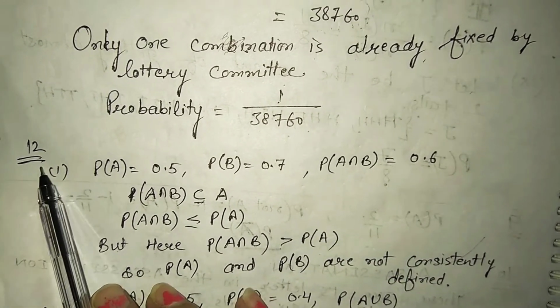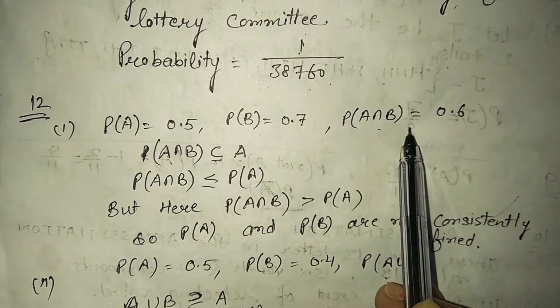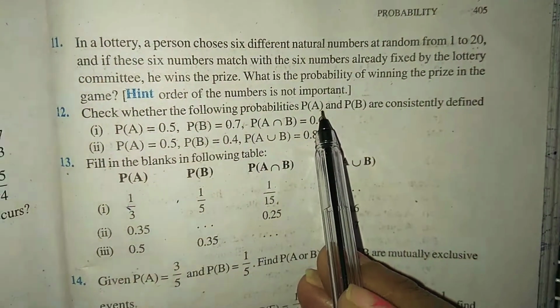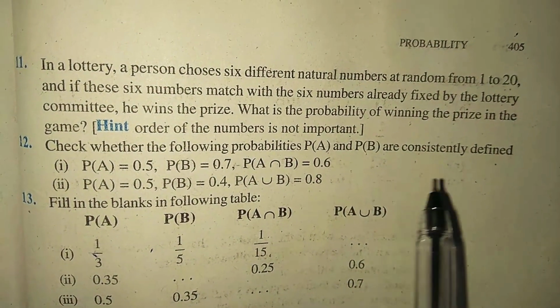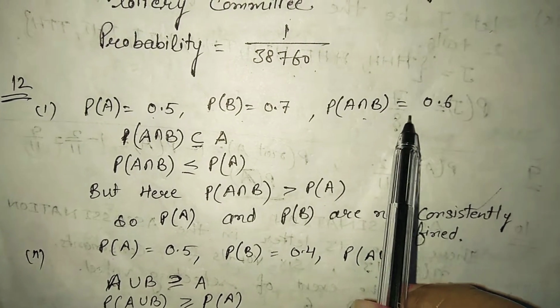Now look at 12th question. In this question, PA is given, PB is given, PA intersection B is given. And we have to check whether the following probabilities PA and PB are consistently defined or not. Consistent means, here, that this data is correct or not.